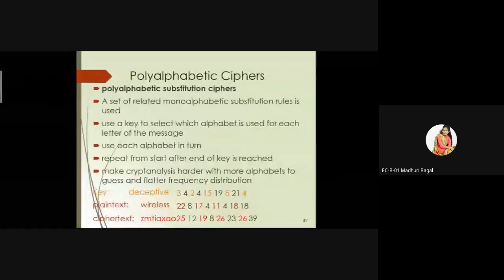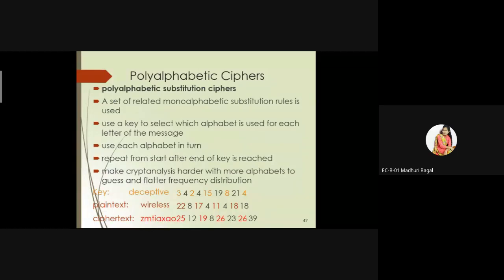In this technique, we use a particular key. Suppose we have to secure our information, then along with the message, we can add a particular key. Everyone listen carefully on how to add the key into the message. Here our message is wireless, and the key is deceptive. Now we have to add the key to our plain text.